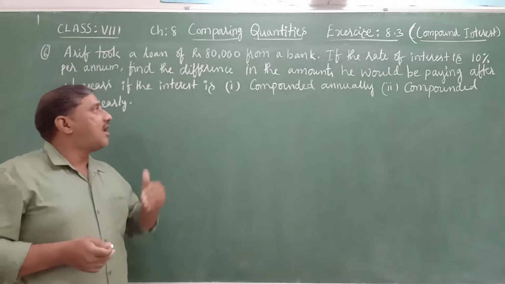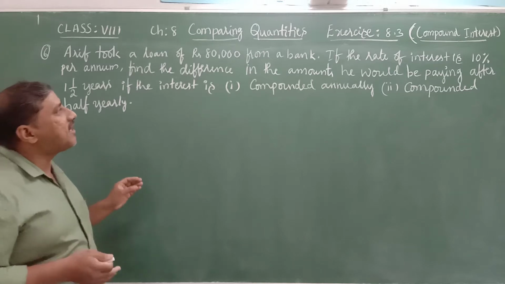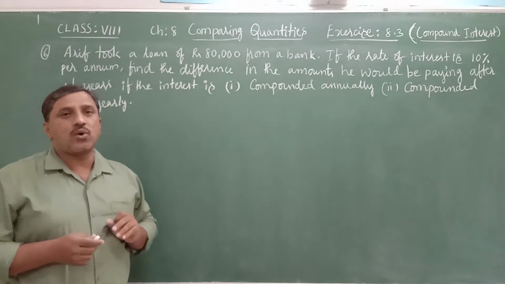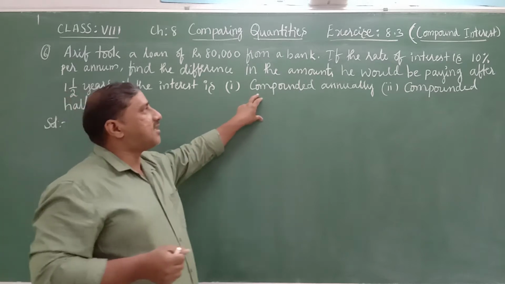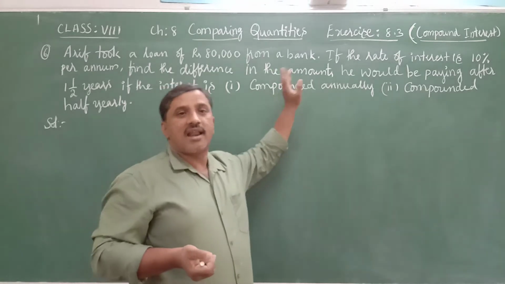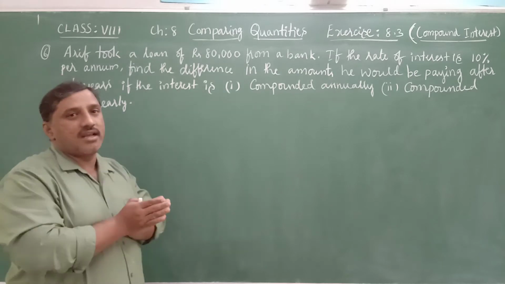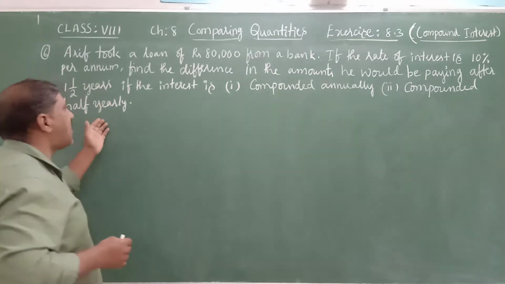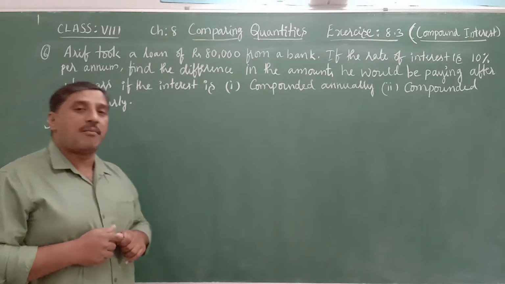Here two cases are there: compounded annually and compounded half yearly. Find the difference in the amounts he will be paying after 1½ years. It means we have to find the amount he would be paying if the compound interest is calculated annually and also compounded half yearly. For both cases we will get two amounts. Then subtract those two, and we will get the difference in the amounts.